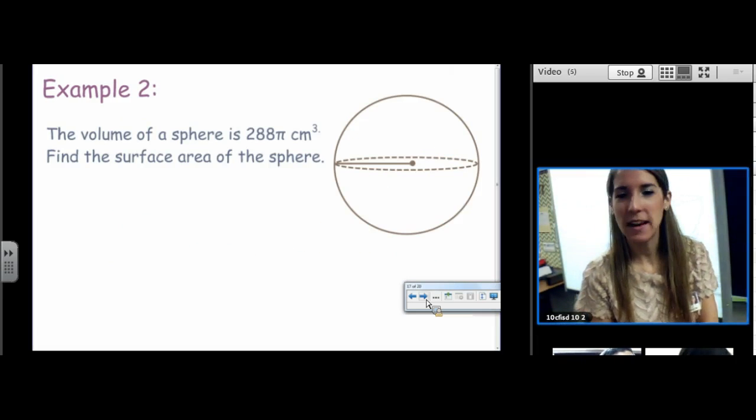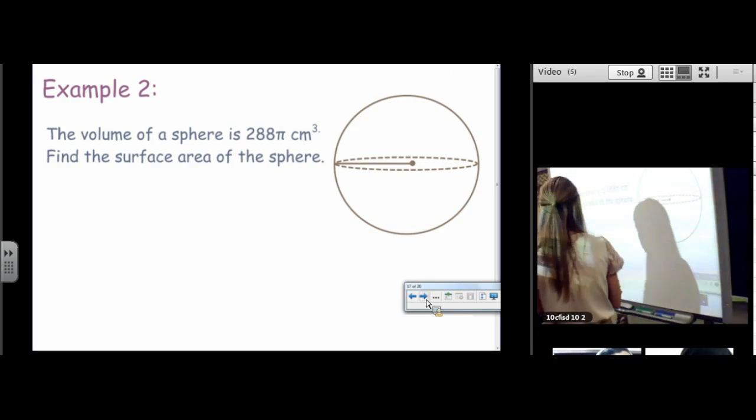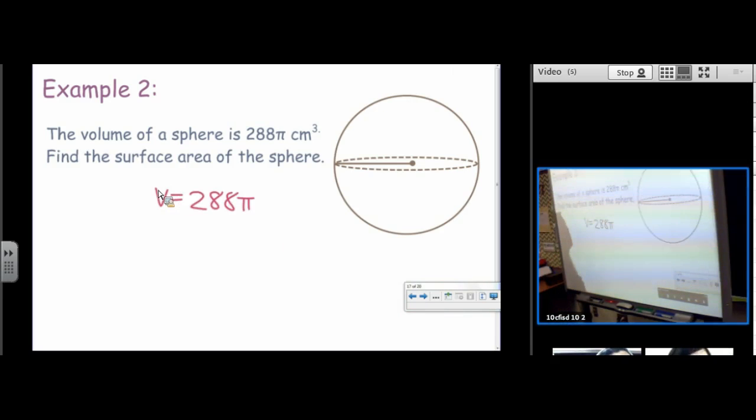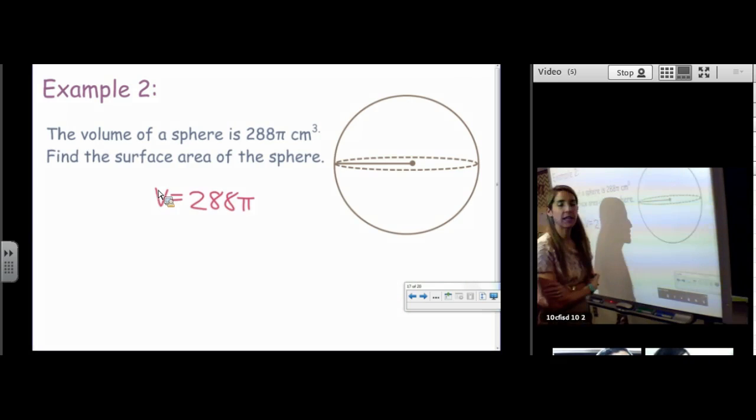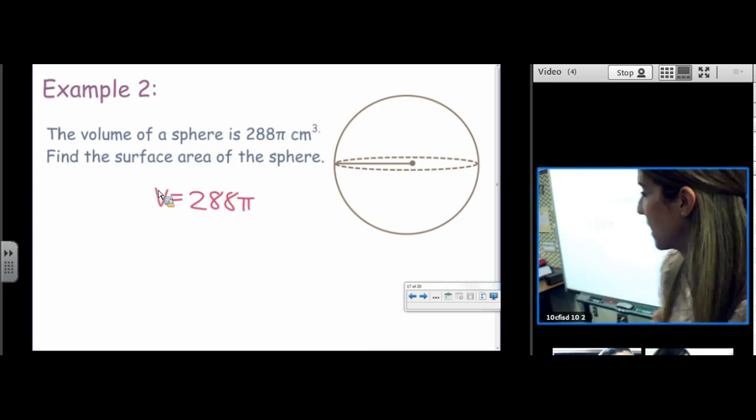Let's do one where we're working backwards. The volume of a sphere is 288 pi. Find the surface area of the sphere. So the key to this problem is going to be to find a radius. We need to find a radius.